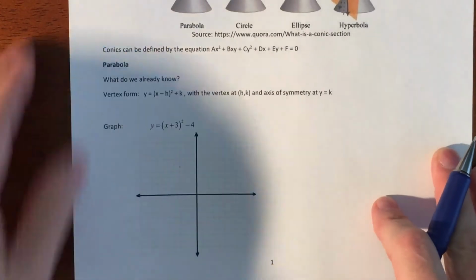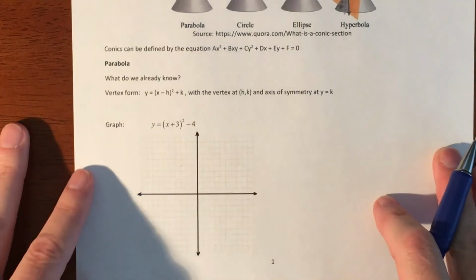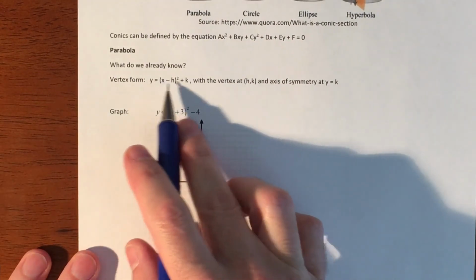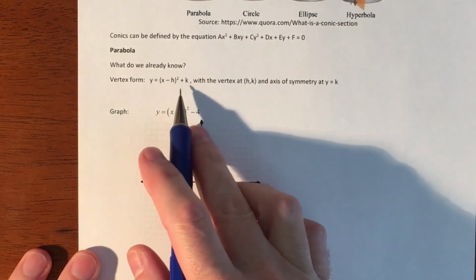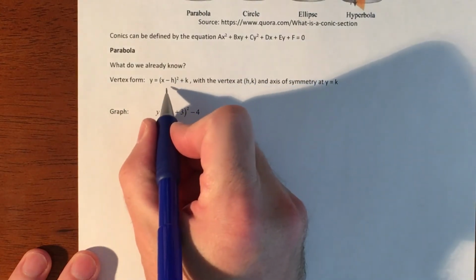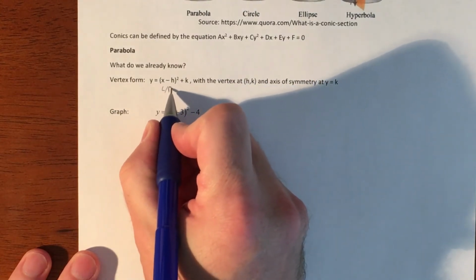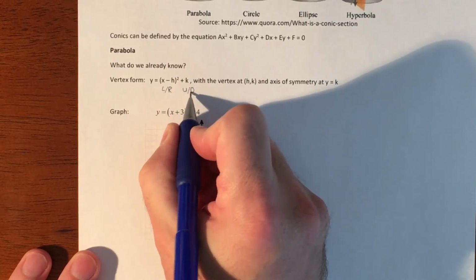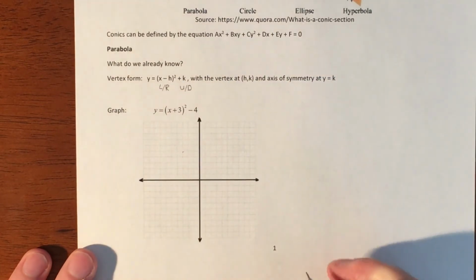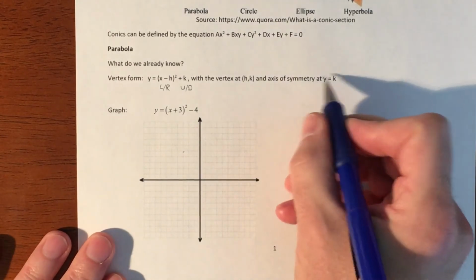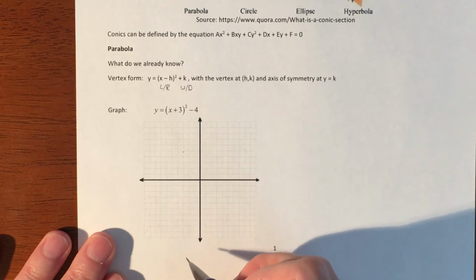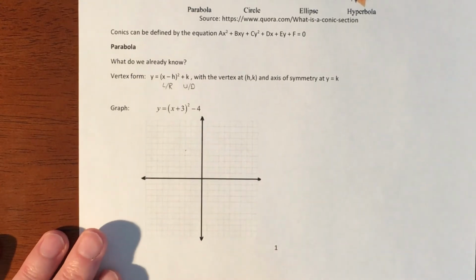One of the reviews is just a quick refresher on what a parabola looks like. This is the vertex form of a quadratic. This is your left and right shift of your vertex, and this is your up and down shift on your vertex. And remember that your left and right is opposite. Then we're going to have a line of symmetry. It's easier if we just do the graph, and we'll talk about the line of symmetry in a second.